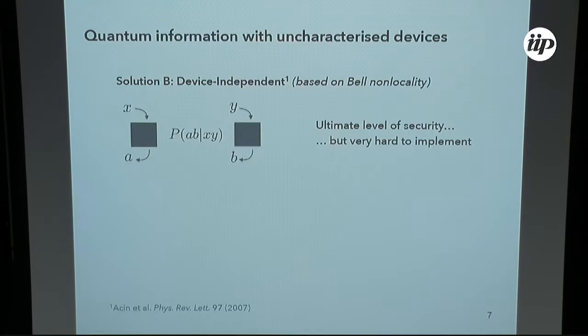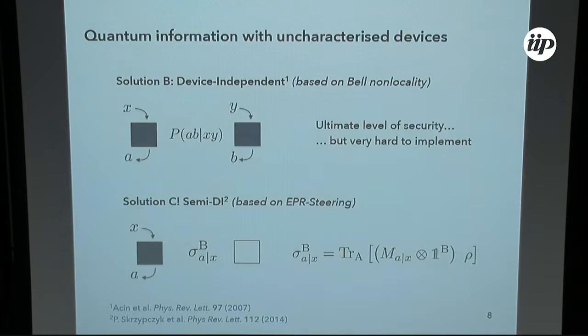So perhaps there is a solution C, which is the one that we would be looking forward to here, which would be perhaps to have an intermediate step between the fully device-independent and the previous approach, okay?